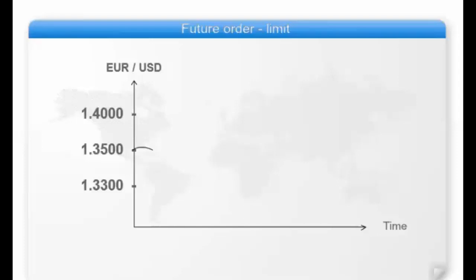euro at the current price of 1.3500, but rather wants to wait it out for a small decrease until 1.3300 and then buy at a lower price. The limit order will be executed only when the price falls to 1.3300, on a condition that the exchange rate reaches this value, of course.